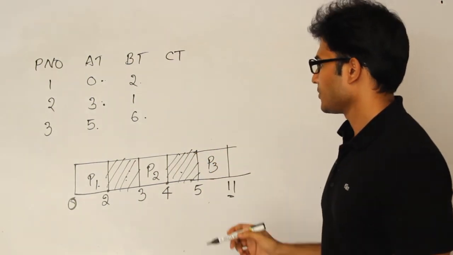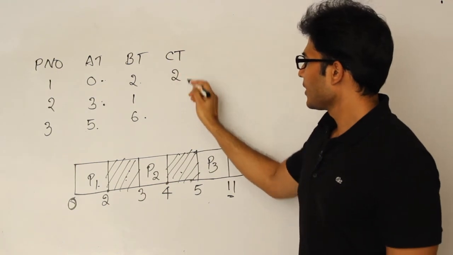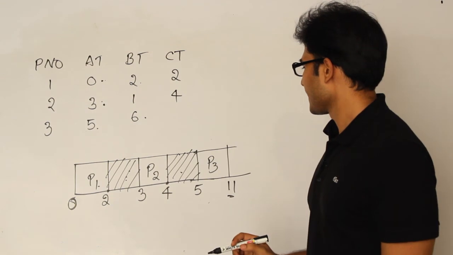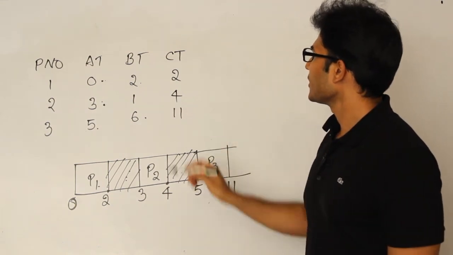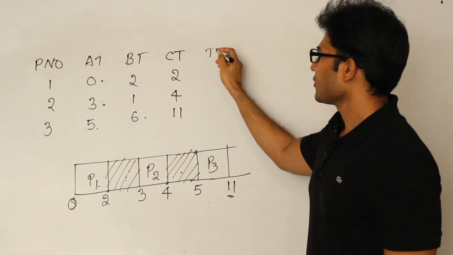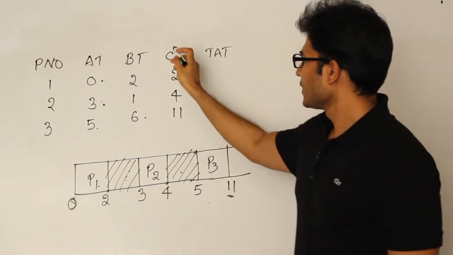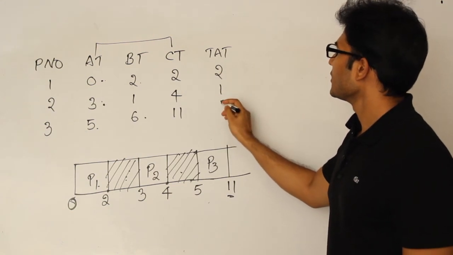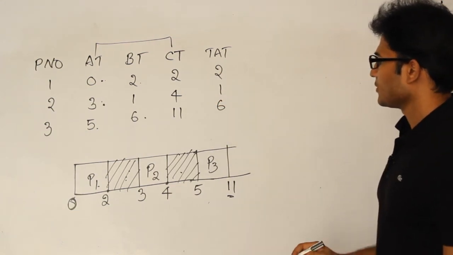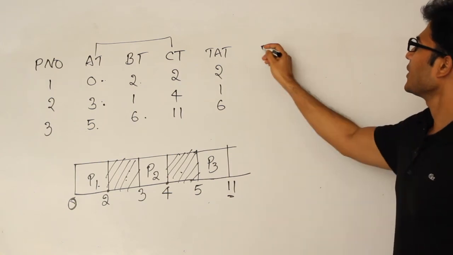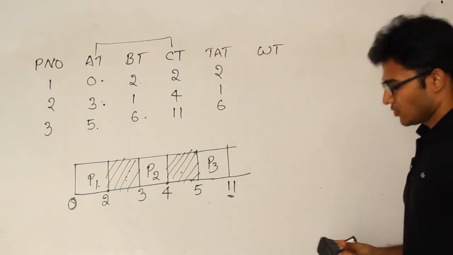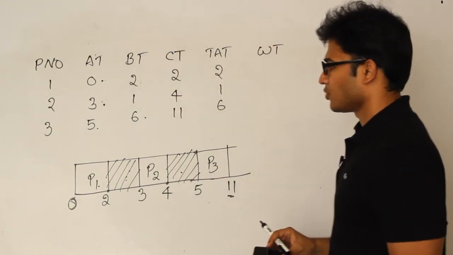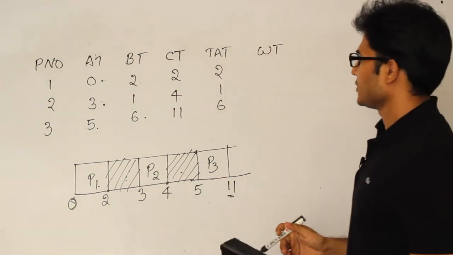So what is completion time? Completion time of P1 is 2, and completion time of P2 is 4, and completion time of P3 is 11, right? And what is the turnaround time? So turnaround time is completion time minus arrival time. Here it is 2, here it is 1, and here it is 6. And then what is the waiting time? It is interesting, check this. So even though our schedule is looking so long, the waiting time will not be so much. Actually, it is interesting. Watch it.